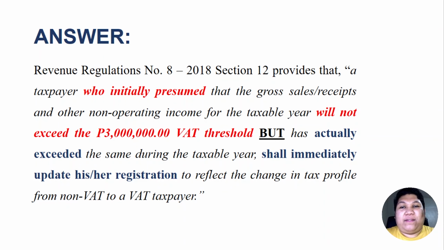So for example, if during the months of January to July, you are enjoying the 8% optional rate, but in the month of August, you have exceeded the 3 million VAT threshold, then after August, in September, you must immediately update or change from non-VAT registration to VAT registration. And you will no longer qualify for the 8% optional rate because you have already breached the 3 million VAT threshold.